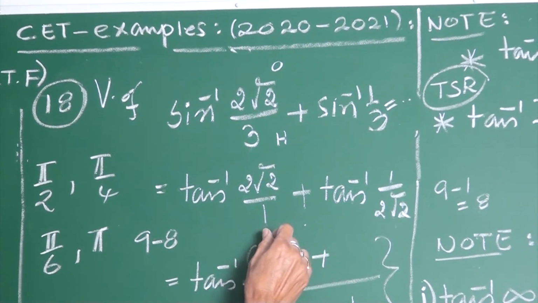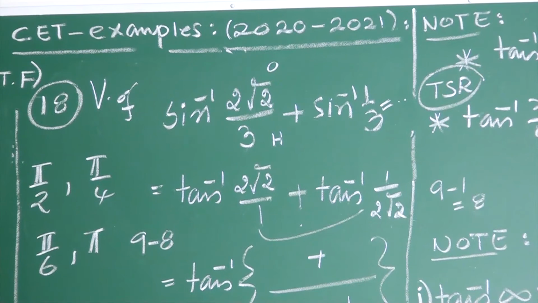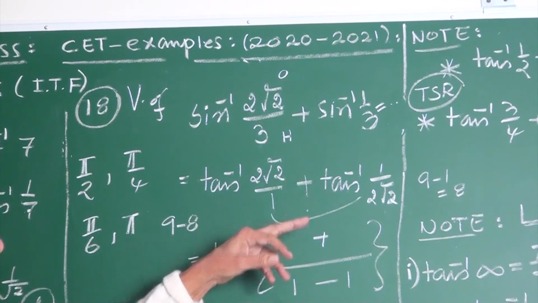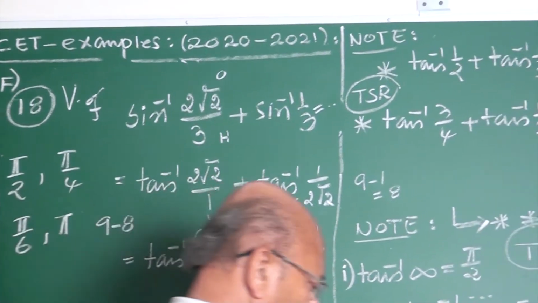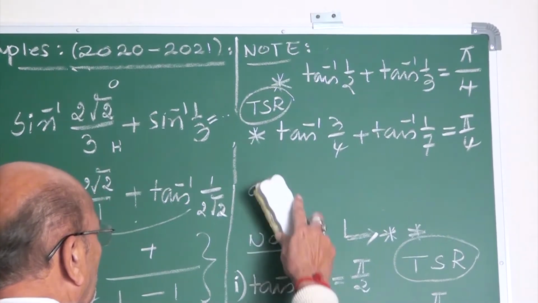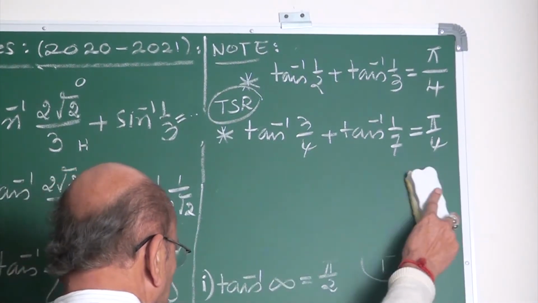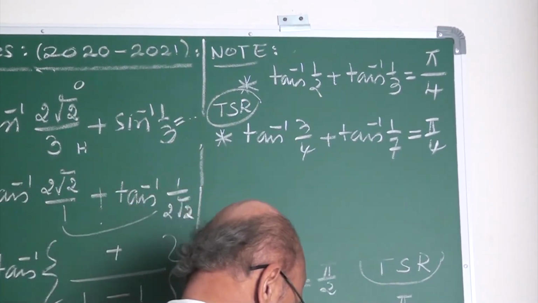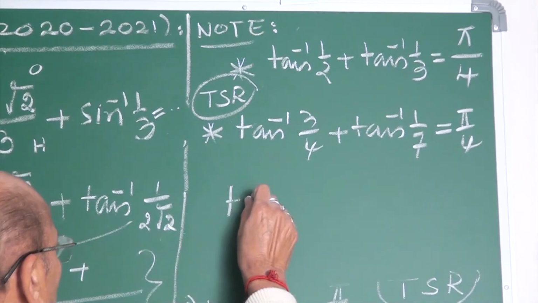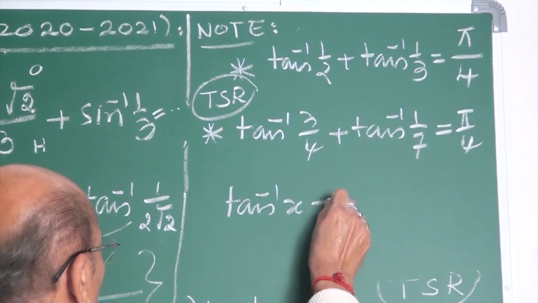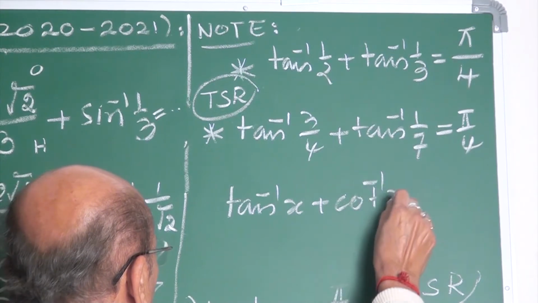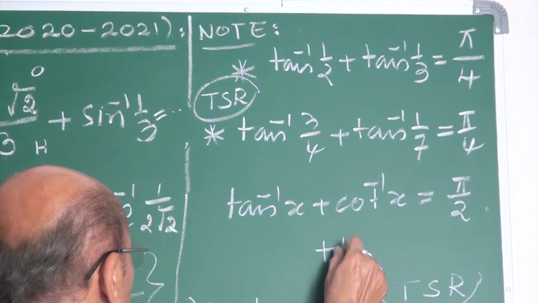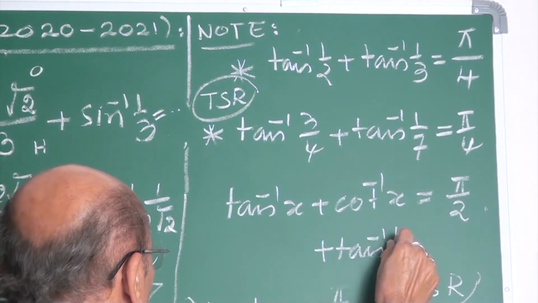Now, you know, what is this? They are reciprocal, my friends. Tan inverse 2 root 2 upon 1 plus tan inverse 1 by root 2. Again, you know one more property, my friends, here. What is that property? That property is tan inverse x plus cot inverse x is 5 by 2. But what is cot inverse x? It is tan inverse reciprocal 1 by x.